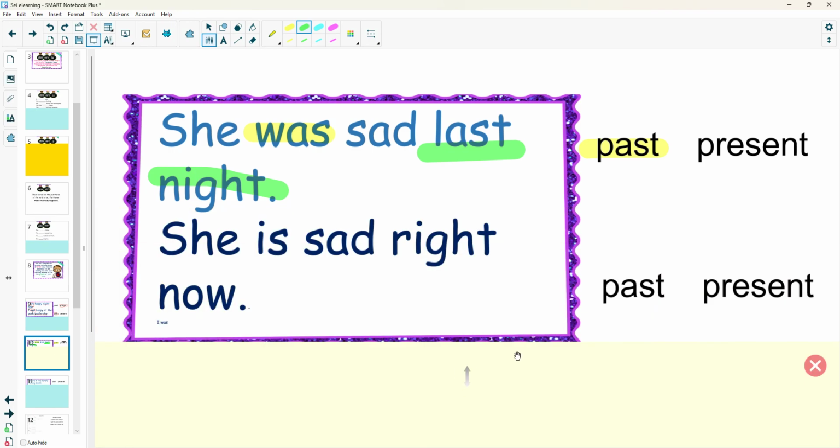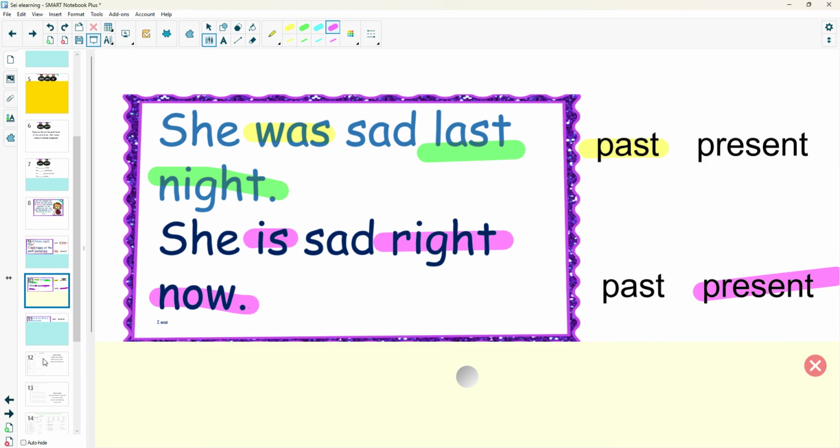Let's try one more. She is sad right now. Say the verb out loud, and if it's in the past or present. Hopefully you said the verb is, and then it's in the present. It gave us that same clue before, right now. And hopefully you're not sad because it's an e-learning day. It's a great day. Let's take a look at the work you're going to do.